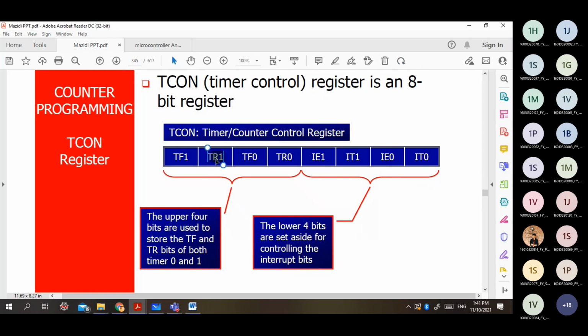So the TR bit is for the timer run. Now keep in mind we have TR1 and TR0. So what is the difference? Simple. TR1 is for timer 1 and TR0 is for timer 0. Fine. Now TR means timer run. Now what do you mean by the timer run? Once again, come to this diagram.